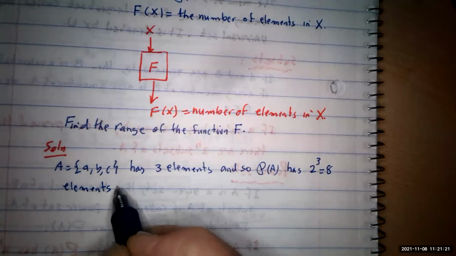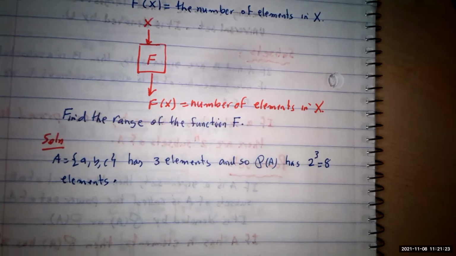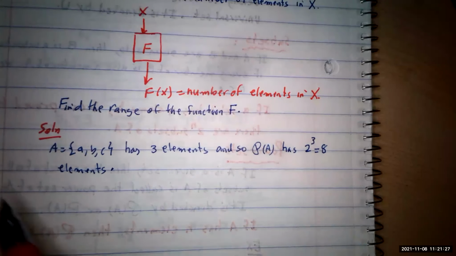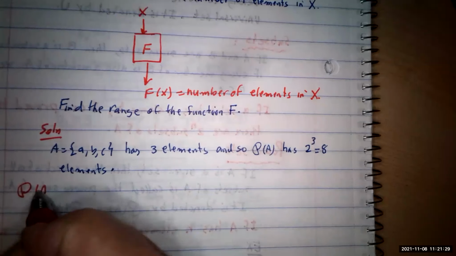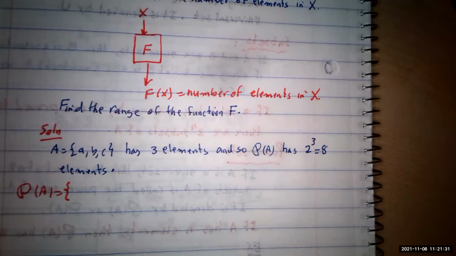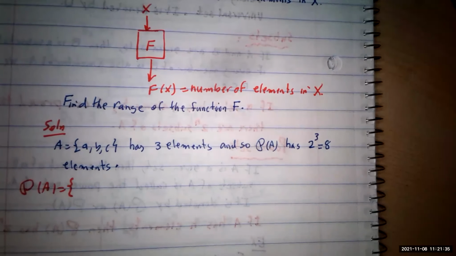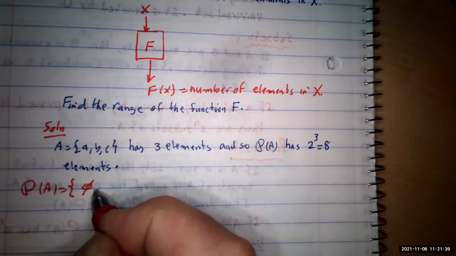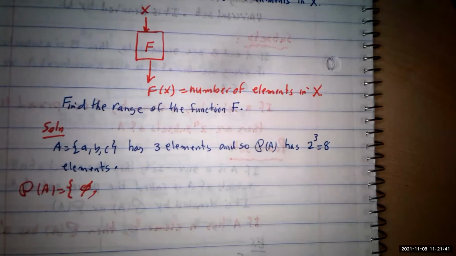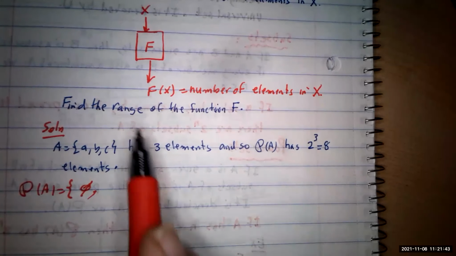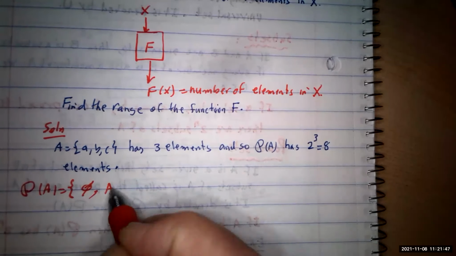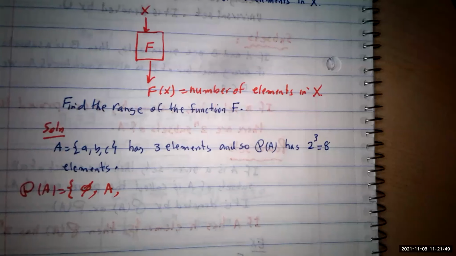Okay, this is the situation we're going to have. Now let's list all the members of the power set of A. When we talk about it, you have to list all the subsets. You start with the trivial one, which is the empty set. Then we are going to have the whole set, which is the set A.